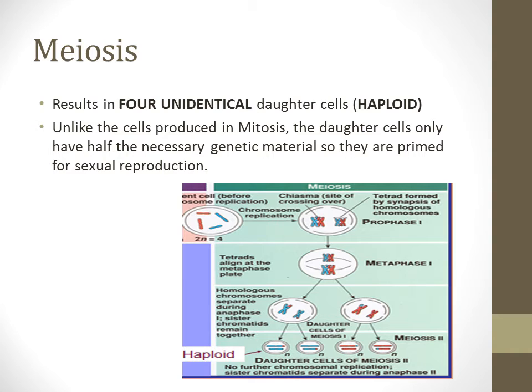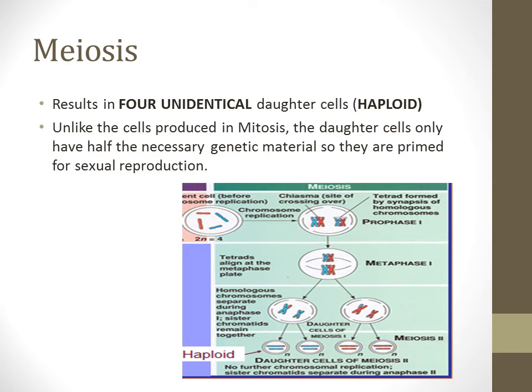The reason why there are 4 unidentical daughter cells is because they split twice. Simple answer. And the reason why they split twice is because they only need half the genetic material a normal cell would have, because these are the cells that are used for sexual reproduction. If you have 2 cells that each have the full amount of genetic material and put those together, that means it has twice the amount. So that's why you have to have half the amount, which is also why they're called haploid.